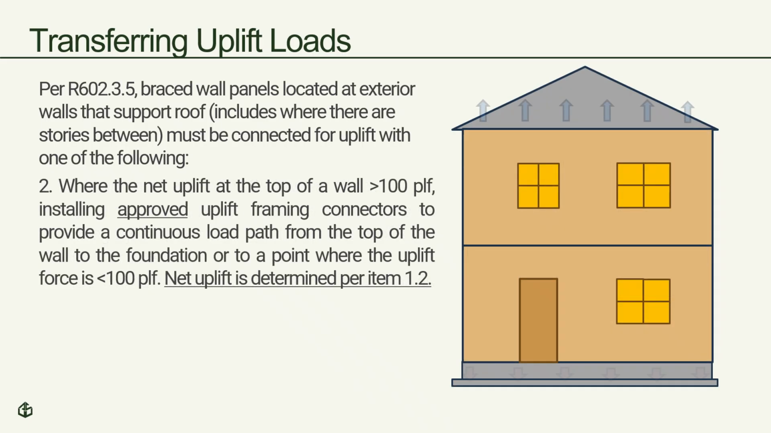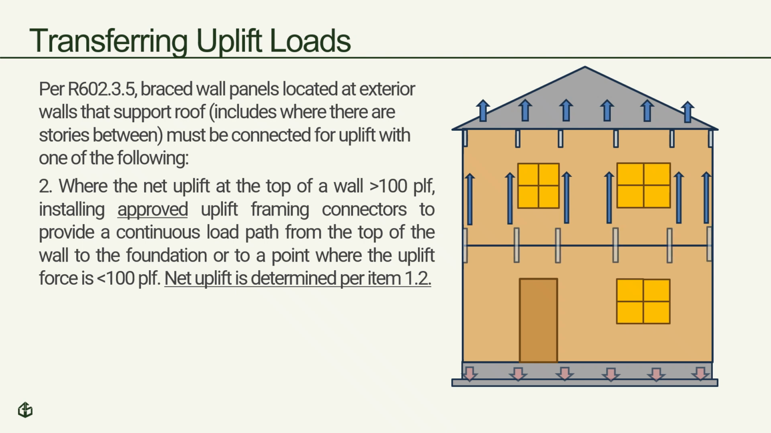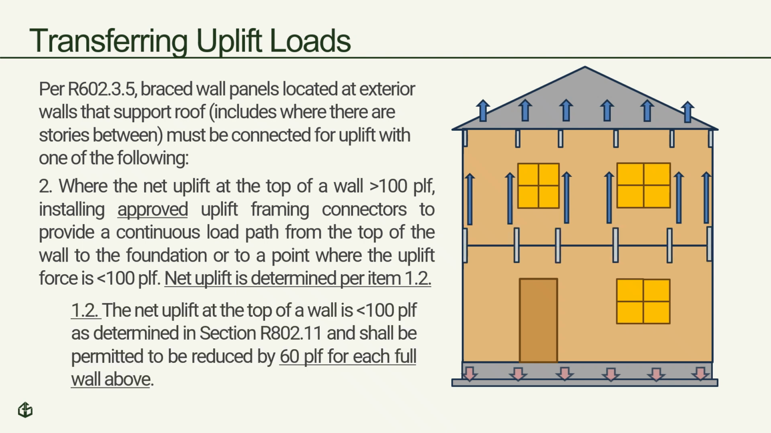Where the uplift at the top of the wall exceeds 100 pounds per linear foot, you cannot rely on the prescriptive nailing alone, and rather, an approved connector must be provided that can resist the load at the location in question. As discussed, when determining what the uplift load is by using section R802.11, the uplift is reduced by 60 pounds per linear foot for each full height wall above the location in question.